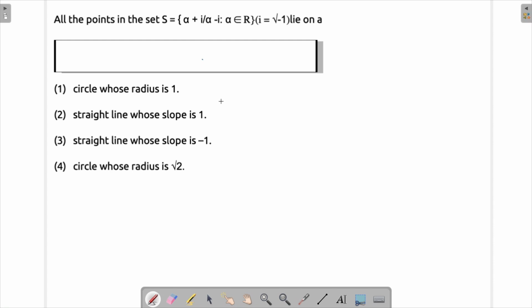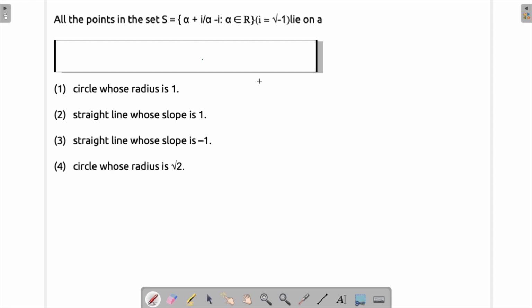All right, so we are trying to solve again another problem which appeared in JEE Main 2019. And this problem is actually talking about finding the locus of the points which are given by this set. So it's a set given in such a way that the points are actually in this form. So it's saying all the points in this set, (alpha plus i) upon (alpha minus i), where alpha is an element of R and i equals square root of -1, lie on one of the given options. So first of all, this is a set of all points, right?